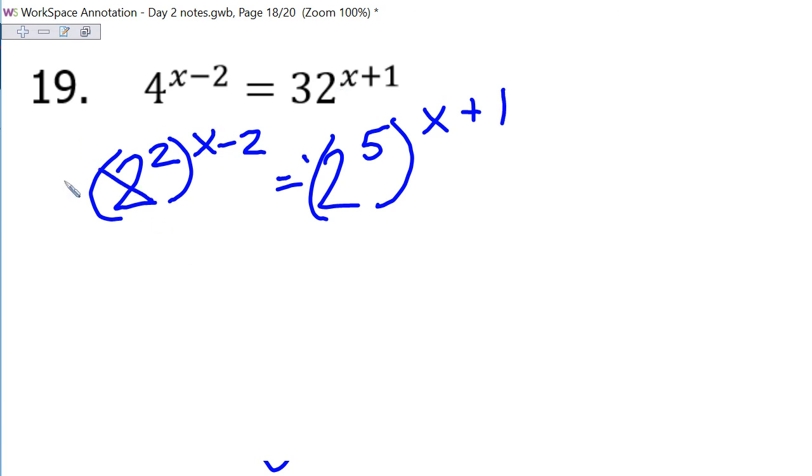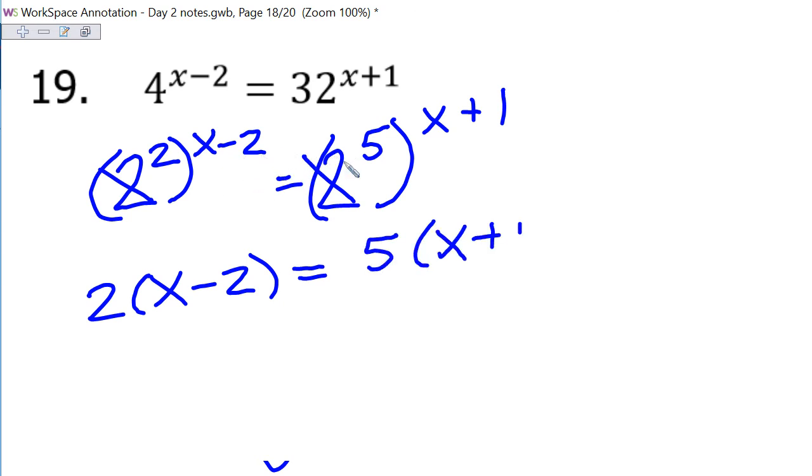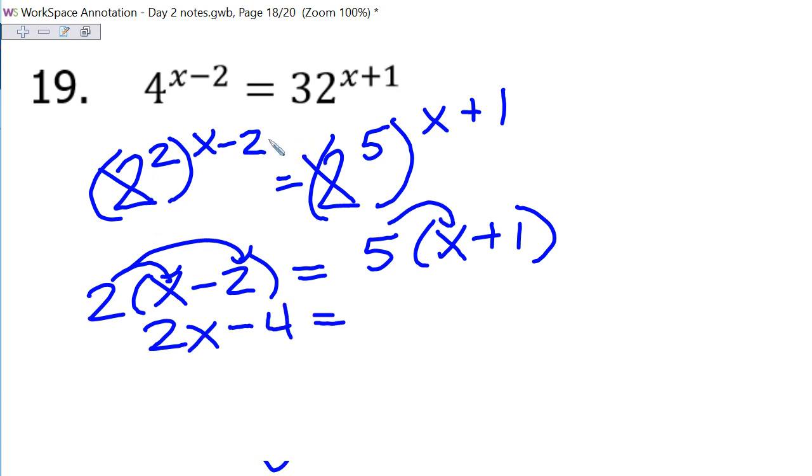Power to a power, I multiply. So 2 needs to be multiplied by x minus 2. And 5 needs to be multiplied by x plus 1. So power to a power, you have to multiply. Distribute the 2. What's 2 times x? 2x. And what's 2 times negative 2? Negative 4. Distribute the 5. 5 times x would be 5x. And 5 times 1 is 5.